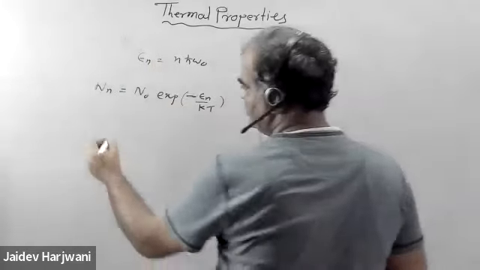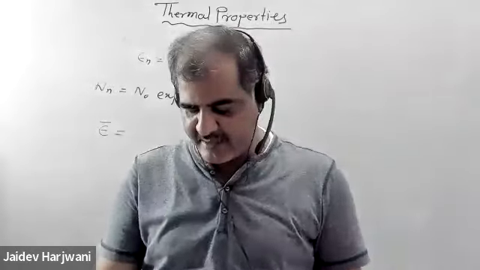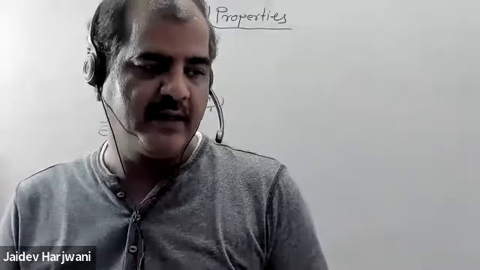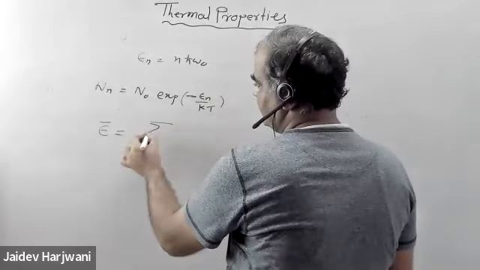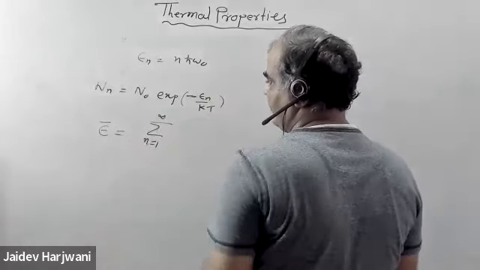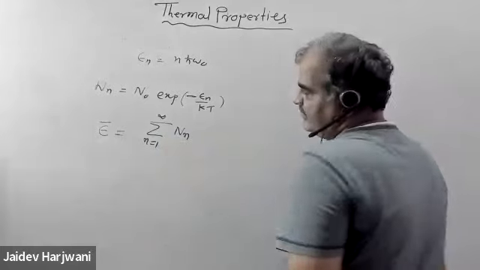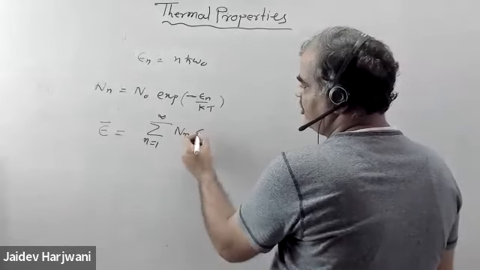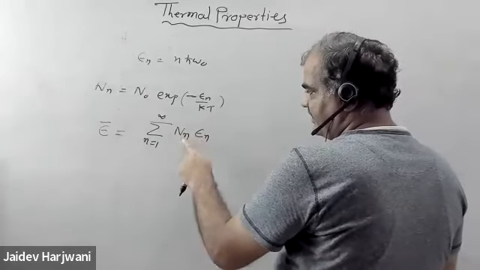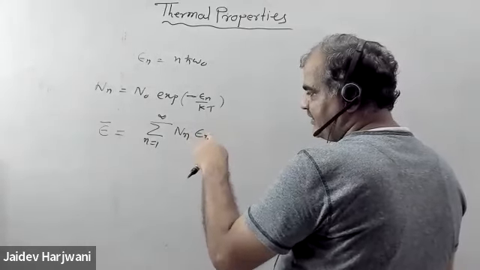Total energy, or if I want the average energy of a harmonic oscillator, how can I write the average energy? Can anyone tell? Average energy means total energy divided by the total number of atoms. So how can I write the total energy? n equals 1 to infinity. Suppose in level 1 there are n1 atoms, in level 2 there are n2 atoms. So this is Nn and the energy is En. Suppose n1 atoms are present in level 1, and n2 atoms are present in level 2.